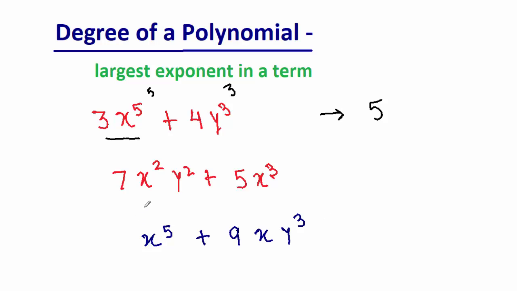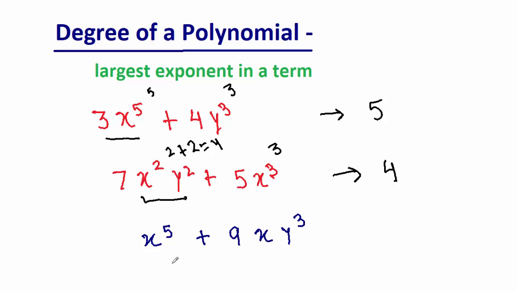In the same way you have to check the exponents in each term, and the largest exponent will be the degree of that polynomial. So check here. There are two variables, x and y, so the exponents we need to add up, like 2 for x and 2 for y, 2 plus 2. So here it is 4 and here the exponent is 3. Which one is greater, 4 or 3? 4. So the degree of this polynomial is 4.